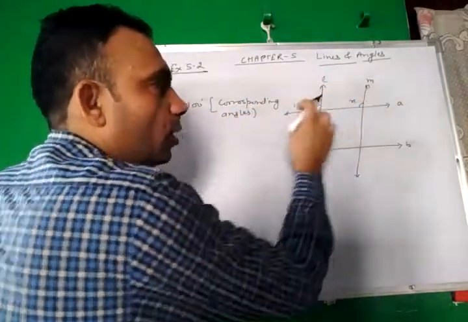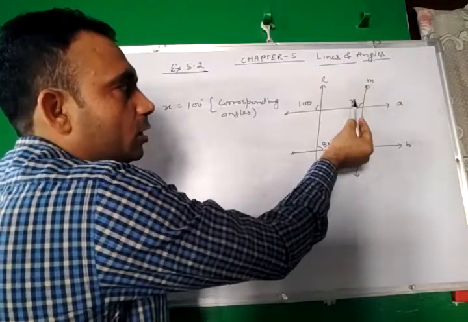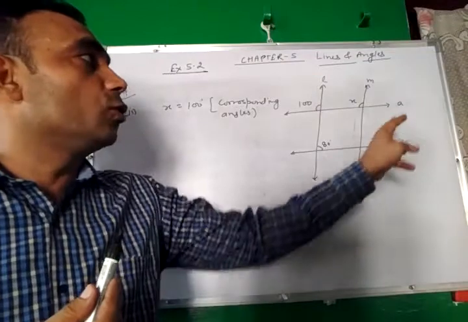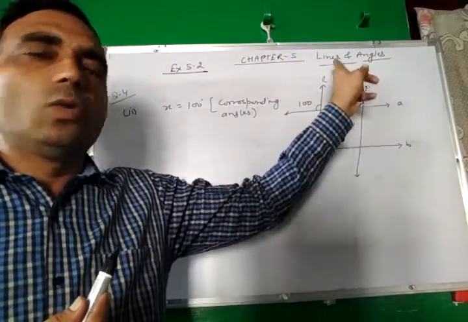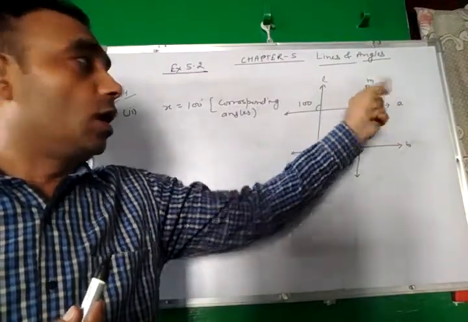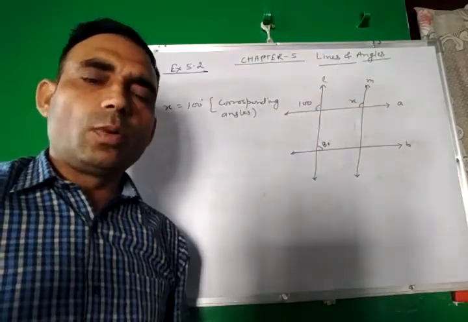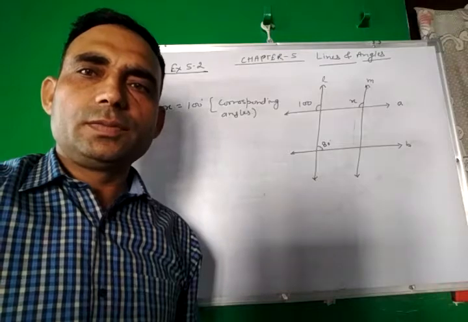L is parallel to M, this is the transversal. So these angles are corresponding angles. No use of this 80, and also A and B are not parallel. Given only L and M are parallel. So we will use this property: x is equal to 100 by the property of corresponding angles.